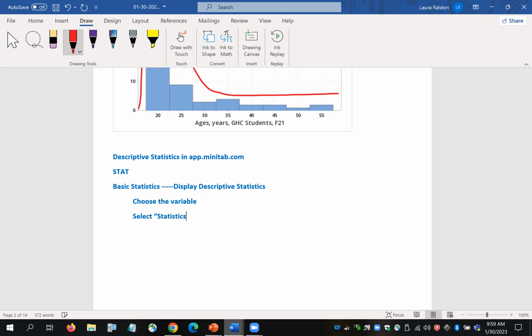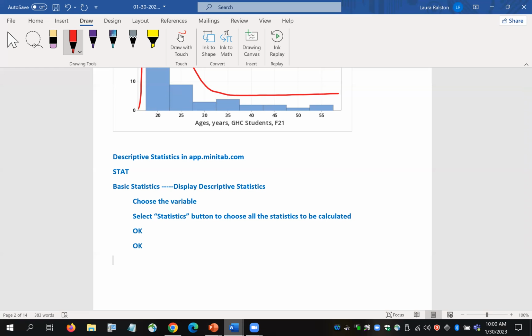And you're going to select the statistics button to choose all the statistics to be calculated. And then you'll click OK. And then you're going to click OK again, and you get all of the statistics. Minitab does all of the work.